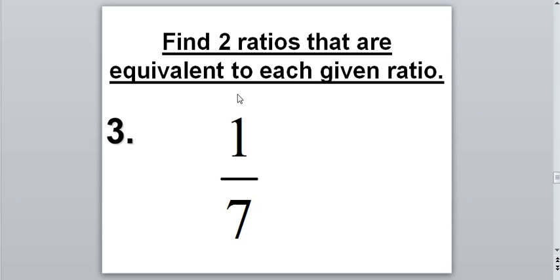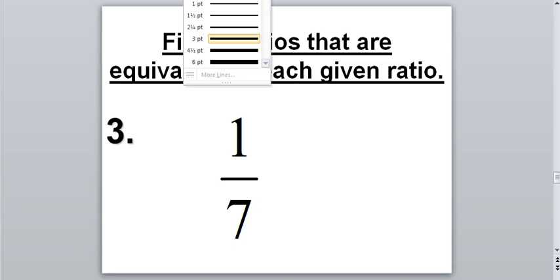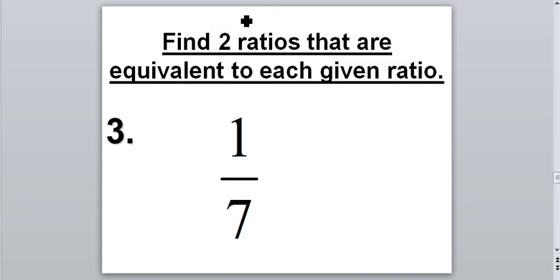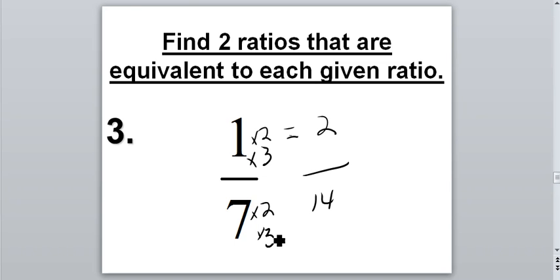1 compared to 7. 1 times 2 is 2. 2 times 7 is 14. 2 compared to 14 is the same as 1 compared to 7. Another one, if we multiply times 3, we would get 3 over 21.